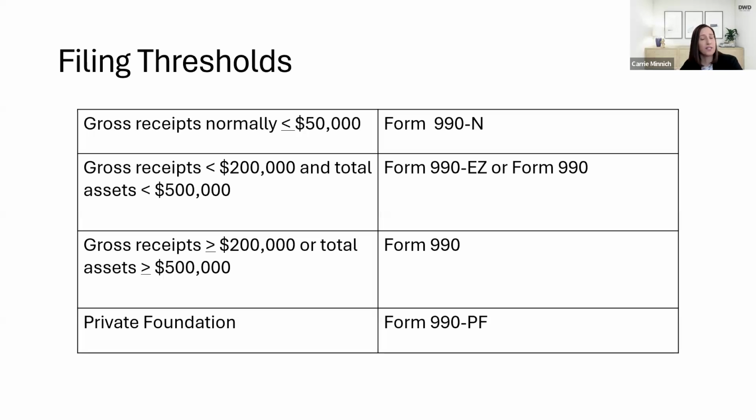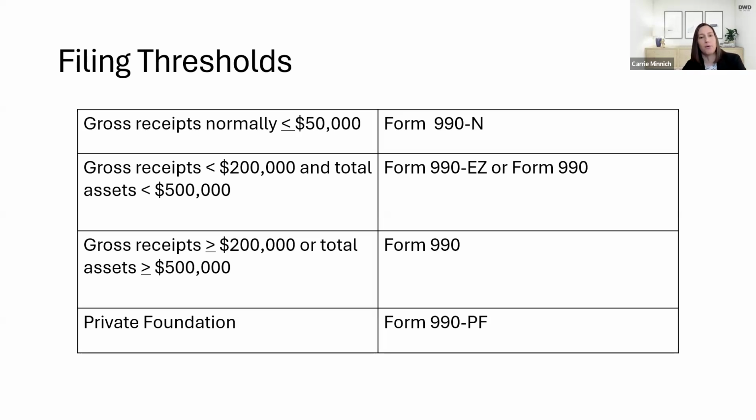Organizations that have more than $50,000 of gross receipts, but less than $200,000, but also have assets of less than $500,000 can file Form 990 EZ. This is a simplified version of Form 990. These organizations can file Form 990 if they so choose, but they don't have to. And then obviously organizations that have $200,000 or more in gross receipts or total assets of $500,000 or more are required to file Form 990.